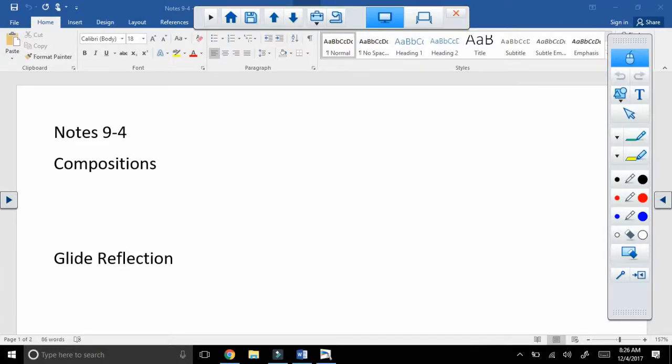Okay, for 9-4, we're going to do a lot of review of our different types of transformations when we do these compositions. When we're talking about a composition, we're just talking about transforming a figure 2 or more times. Technically, a figure could be transformed lots of different times. We're just going to do it twice for the sake of our examples. Sometimes the graph gets a little crowded if you do it more than that.